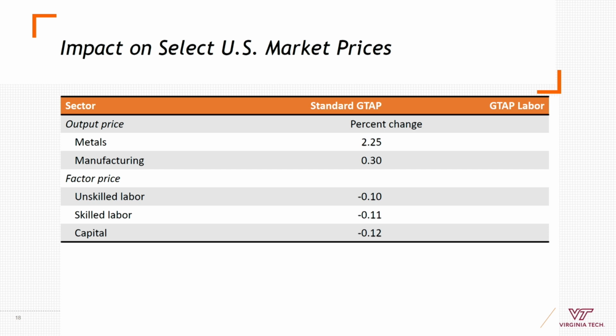So metals production goes up, so they need more land, labor, and capital. But we're going to see that manufacturing production goes down, because manufacturing is such a much bigger sector than metals. Overall, there's really a downward pressure on the use of labor and capital, and that drives their prices down. So that's with the full employment assumption.